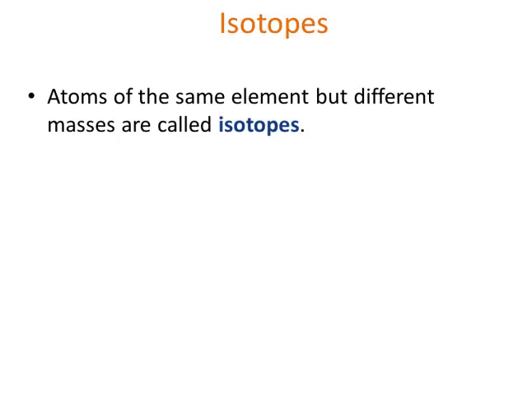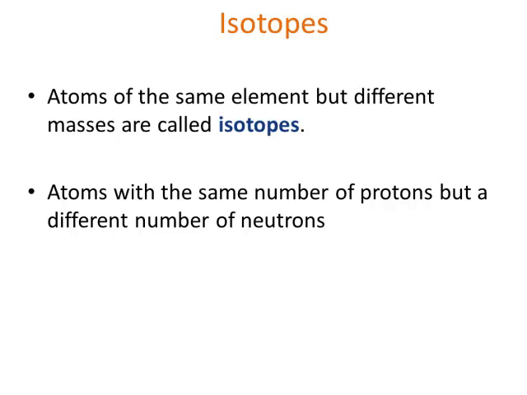Isotopes are atoms of the same element, so they exist at the same place on the periodic table. Another way to word the definition is to say that isotopes are atoms with the same number of protons, but a different number of neutrons.